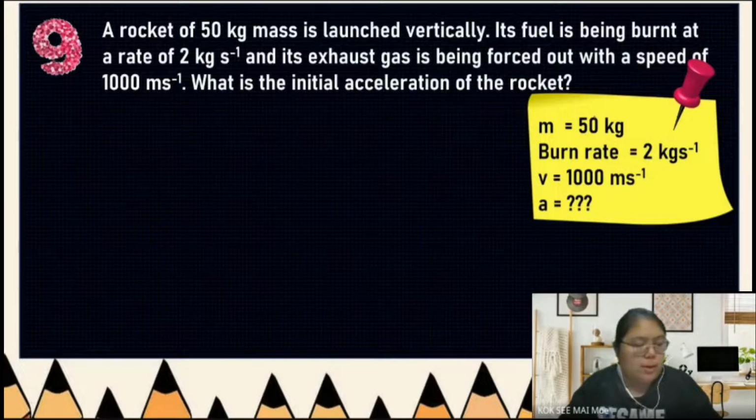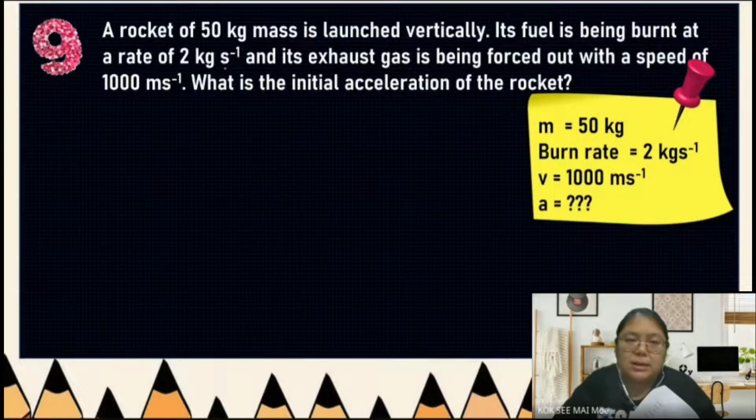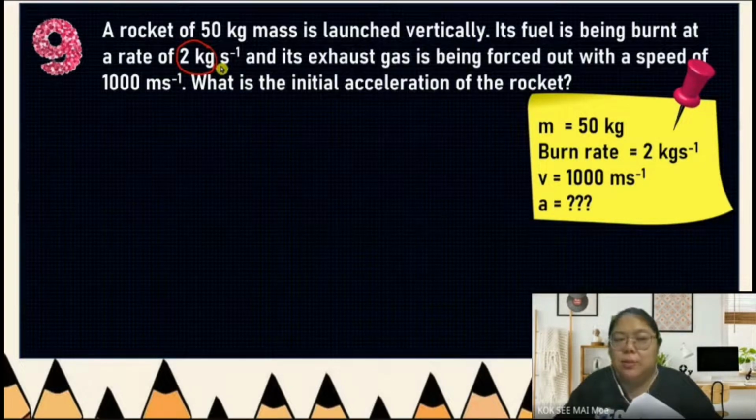First, the mass of the rocket is 50 kilograms. It is launched vertically, going out vertically. The fuel is being burned, so the fuel comes out from the backside. The rate is 2 kg per second. That means in 1 second, 2 kilograms of gases come out when they burn.